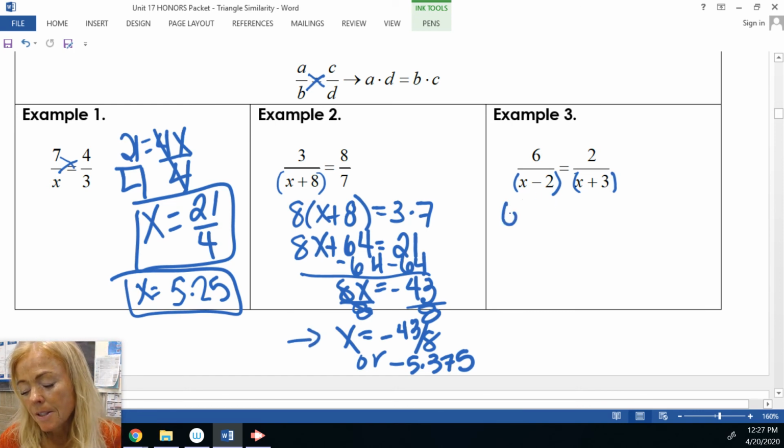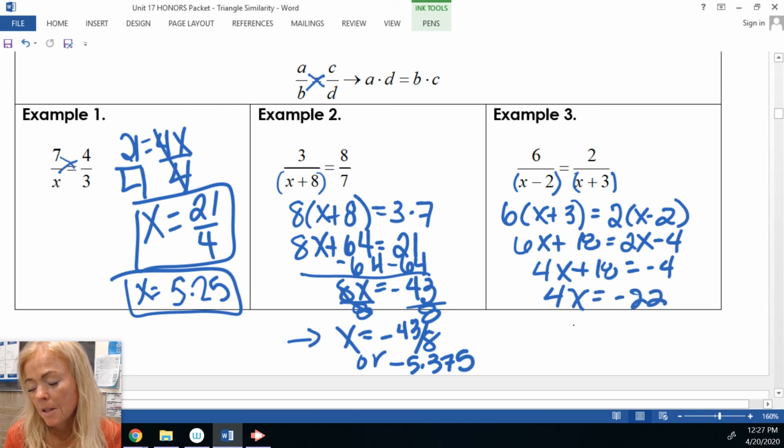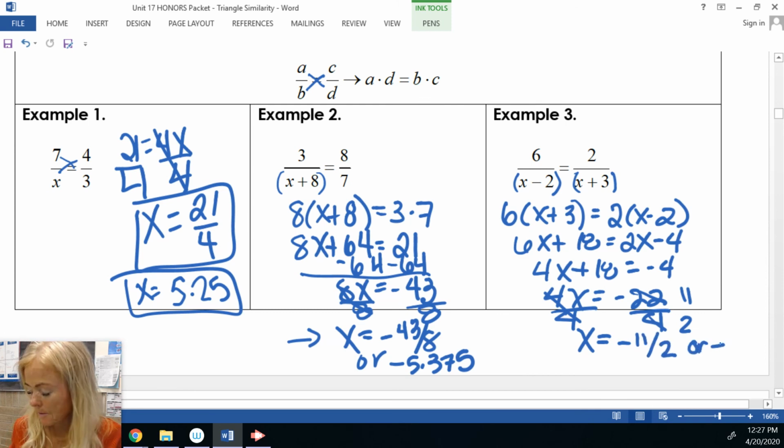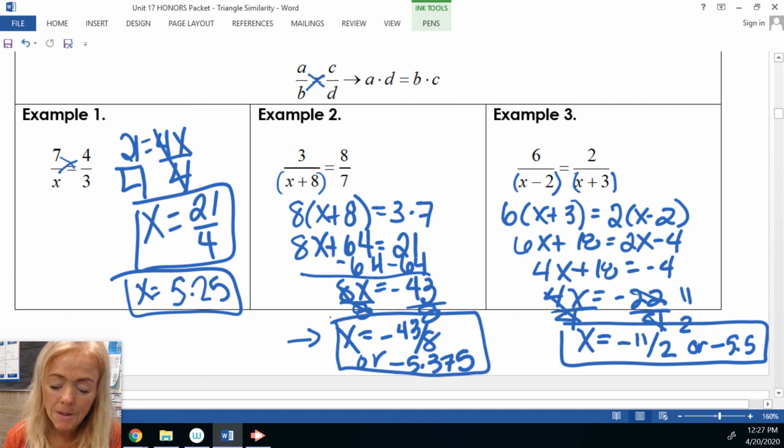All right, here we have 6 times (x plus 3) is equal to 2 times (x minus 2). So 6x plus 18 is equal to 2x minus 4. If I subtract 2x, I get 4x plus 18 is equal to negative 4. And subtract 18, I get 4x is equal to negative 22. And if I divide by 4, I can simplify, but dividing out a 2 leaves it still as a fraction. So negative 11 halves, or negative 11 divided by 2 is negative 5.5 as a decimal. All right, so that's how you do that.